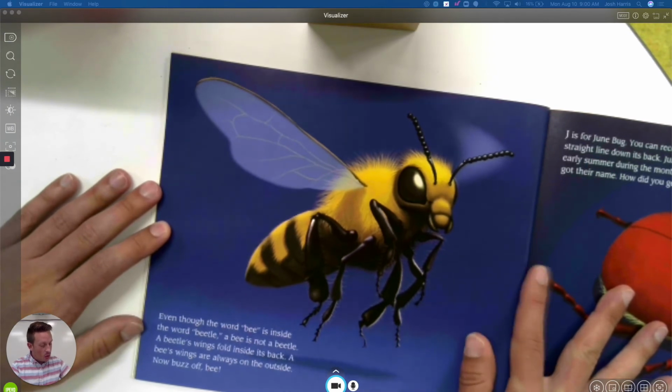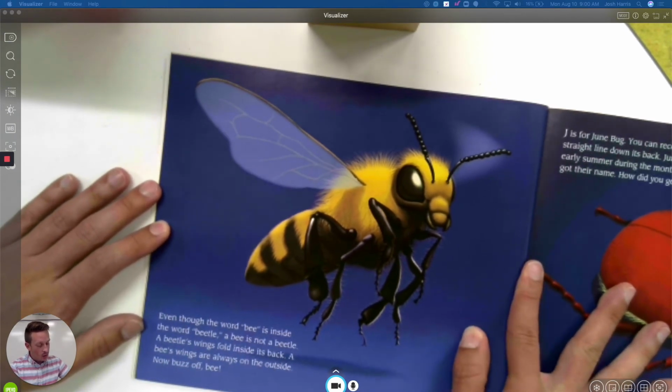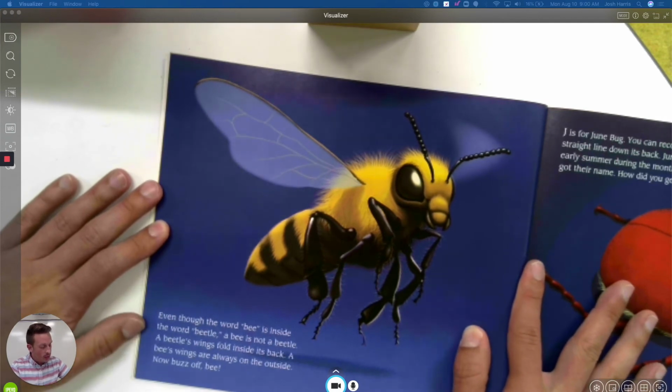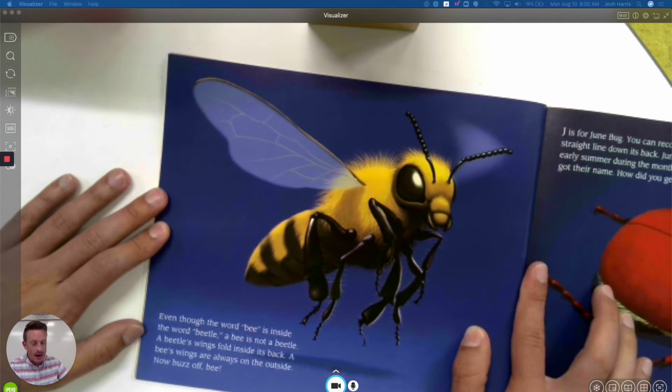Even though the word bee is inside the word beetle, a bee is not a beetle. A beetle's wings fold inside its back. A bee's wings are always on the outside. Now buzz off, bee.